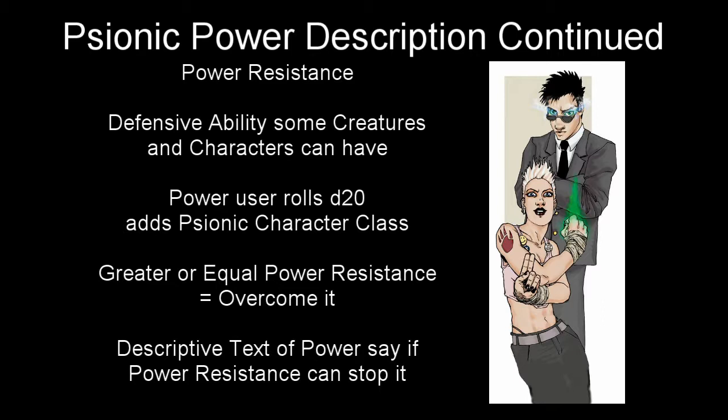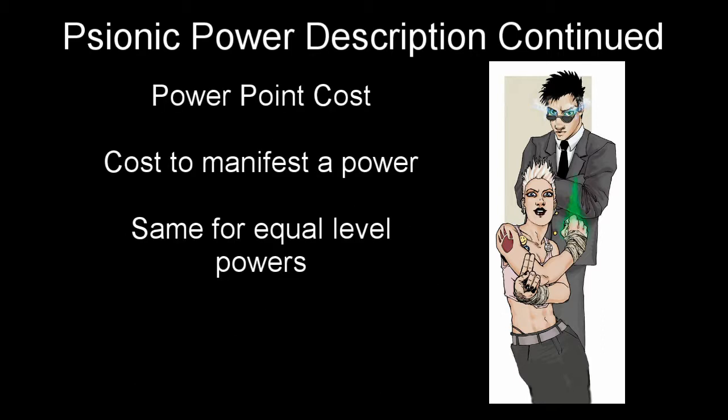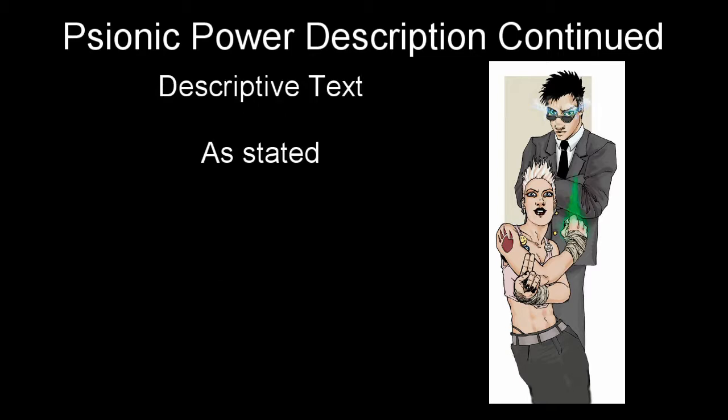Now it is important to know that each power, similar to, again, spell resistance and spells, lists whether or not that power has power resistance and if it applies. Now also, every power will have a power point cost. How many power points it's going to cost to manifest that power and use the abilities and things provided in that power's description. Now, all powers of a certain level have that same cost. That's an important note to it. So it makes it easy for you to understand that if I'm using a power at this level, it's the same level, it's going to be the same cost. Of course, every power has a descriptive text describing how it works.